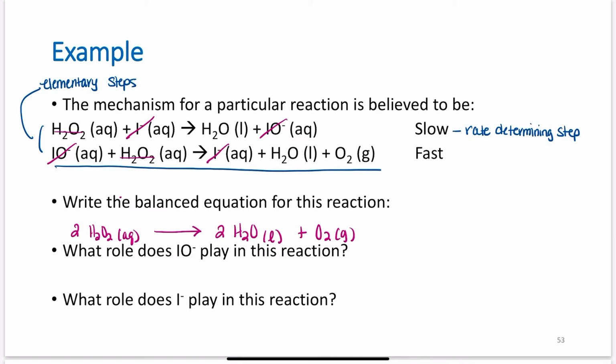Here's the trick. Another trick. Always tricks, right? This I minus here was present at the start and then regenerated. But I cut it out because it's on both sides, right? Not quite. It was present at the start and was regenerated. It means it is a catalyst. So what role does I minus play in this reaction? It is a catalyst.